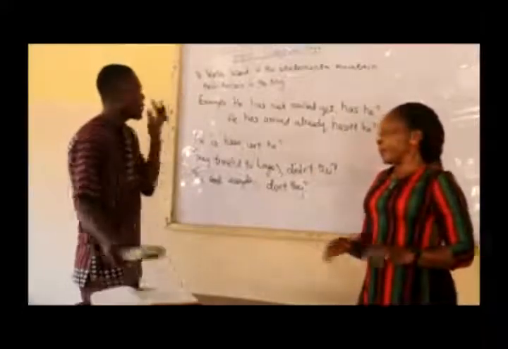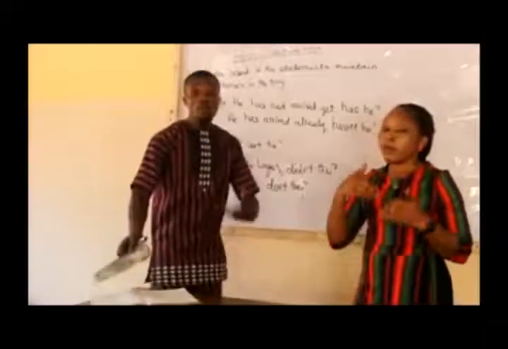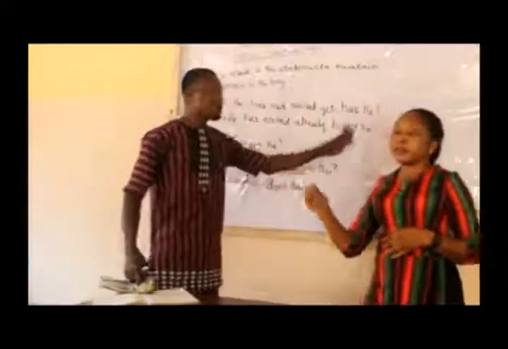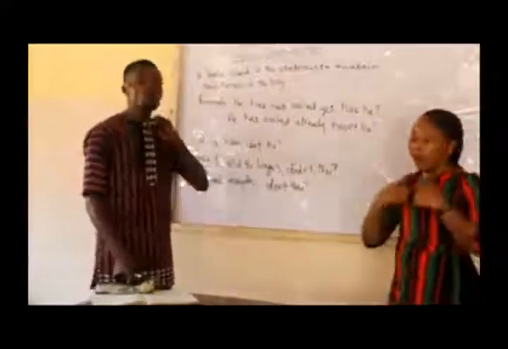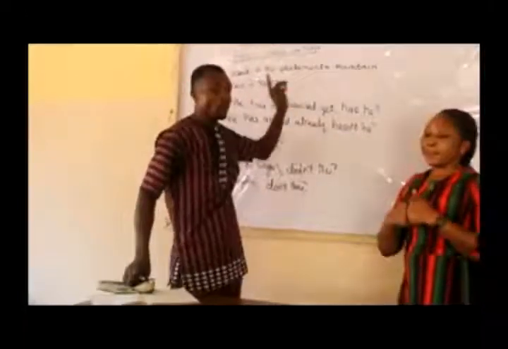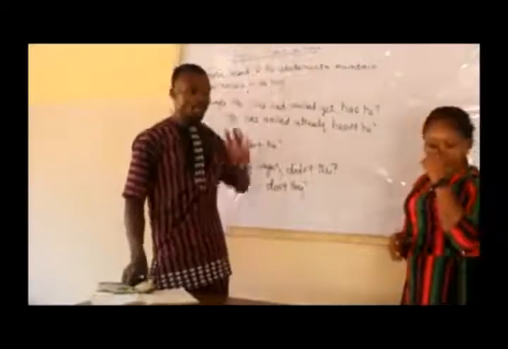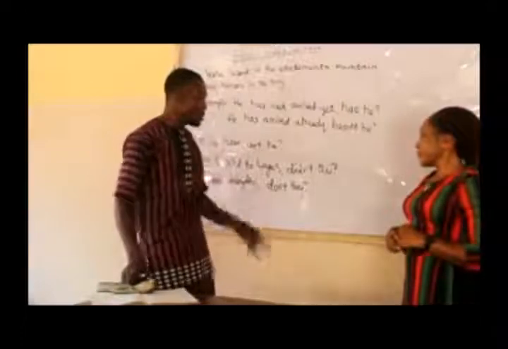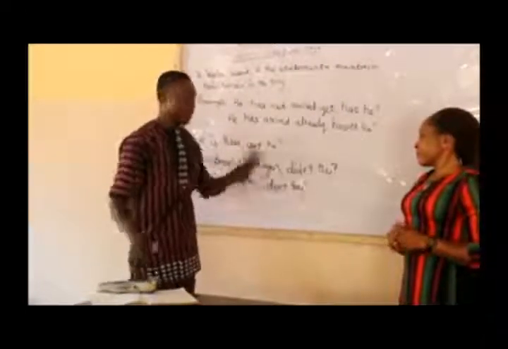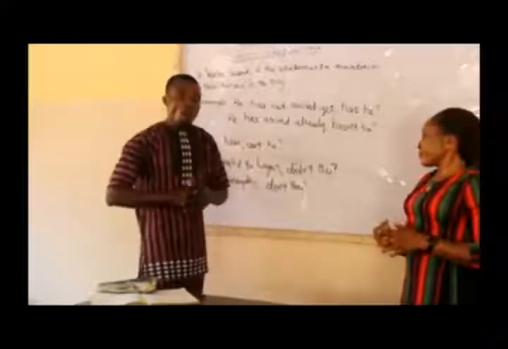Okay, and remember, if you have listened to me very well, you will see that my tone has always been coming down at the end of these tags. The tags use falling tone. Has he, not has he. Not hasn't he. It's called falling tone. Didn't they, not didn't they. The tags end with falling tone.